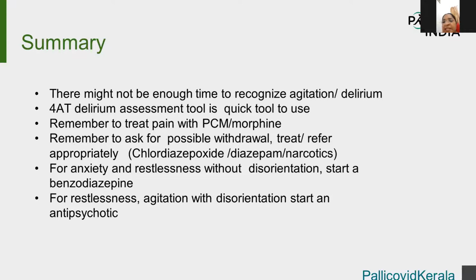For anxiety and restlessness without disorientation, start a benzodiazepine. For restlessness and agitation with disorientation, start an antipsychotic. Haloperidol is the easiest injectable antipsychotic that we have. So that's why we put haloperidol there. Next slide, please.